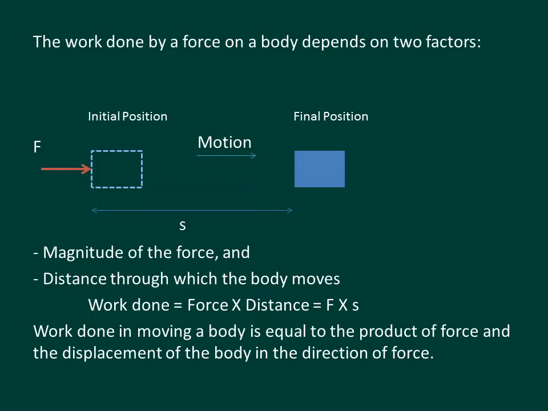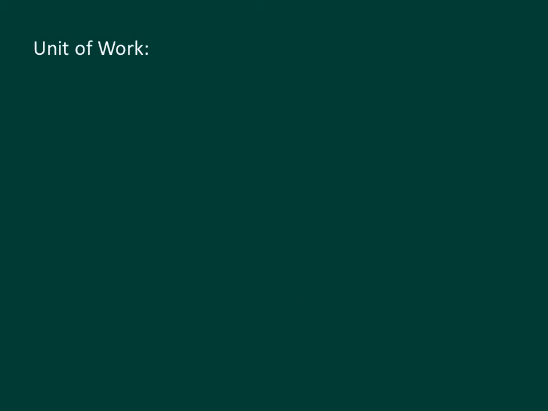When a body is moved on the ground by applying force, then the work is done against friction. So we know that work is the product of force and distance. Now the unit of force is Newton and that of distance is meter. So the unit of work is Newton meter.